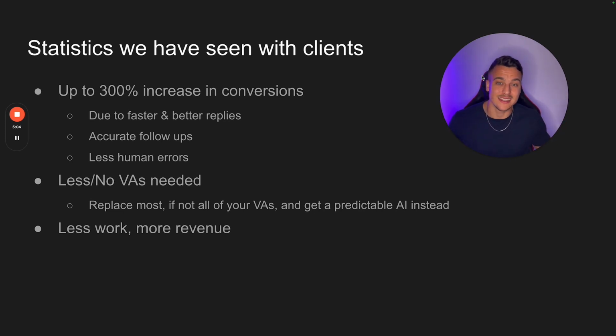And the third thing is less human errors. I already touched on this slightly, but humans make mistakes. You forget follow-ups, you forget certain things, you forget to qualify a lead on a certain question, you forget to follow up with a lead, etc. And AI just doesn't do that.